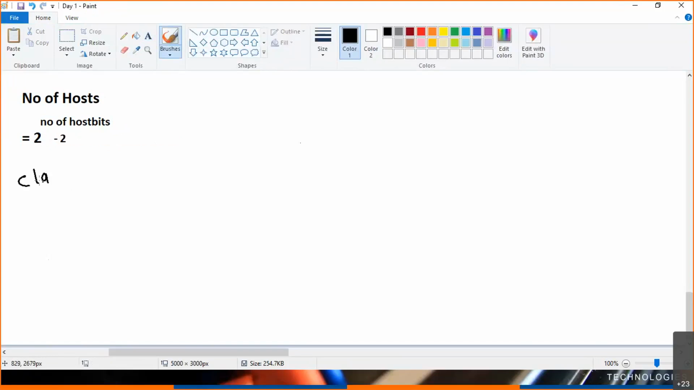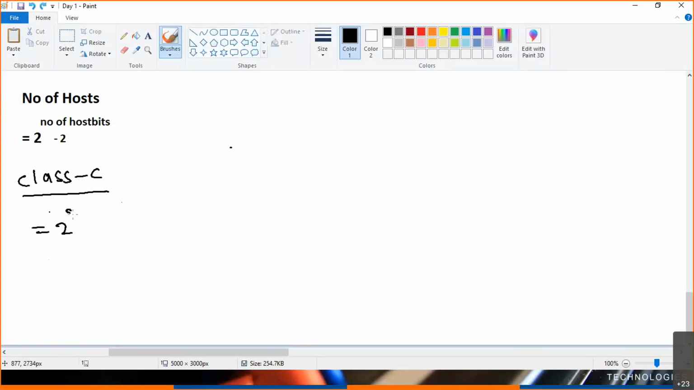First, Class C example. Can anyone please give me the answer? It is 2 power number of host bits in Class C. In Class C, the host bits are 8, so 2 power 8 minus 2. Network bits are 24 and host bits are 8, right? 2 power 8 minus 2 gives 254.